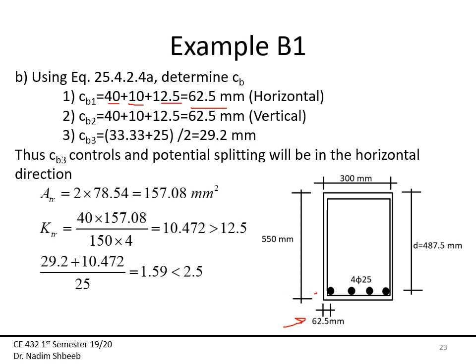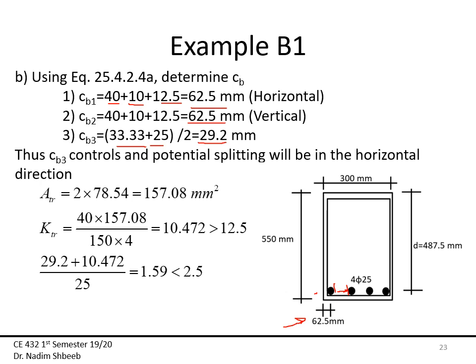Now in the vertical direction, it's going to be 40 again plus 10 plus 12.5, because I'm maintaining the cover in both directions. So this is also 62.5. Now CB3, I said it's 1/2 the center to center clear spacing between these two. So now I have the 33.33, which was the clear spacing that I calculated, added half of the diameter from both directions, so that will become 25. Divide that by 2, I have 29.2 millimeters. So since this is controlling, which means the splitting is going to be in the horizontal direction.